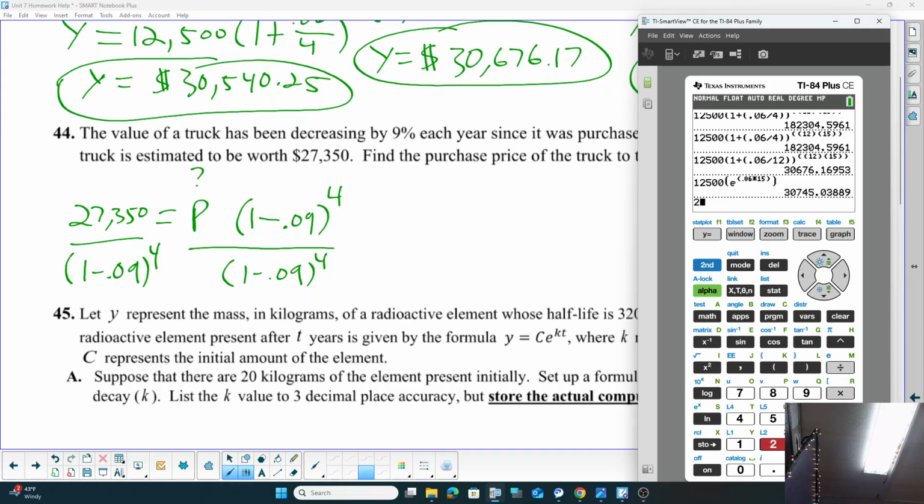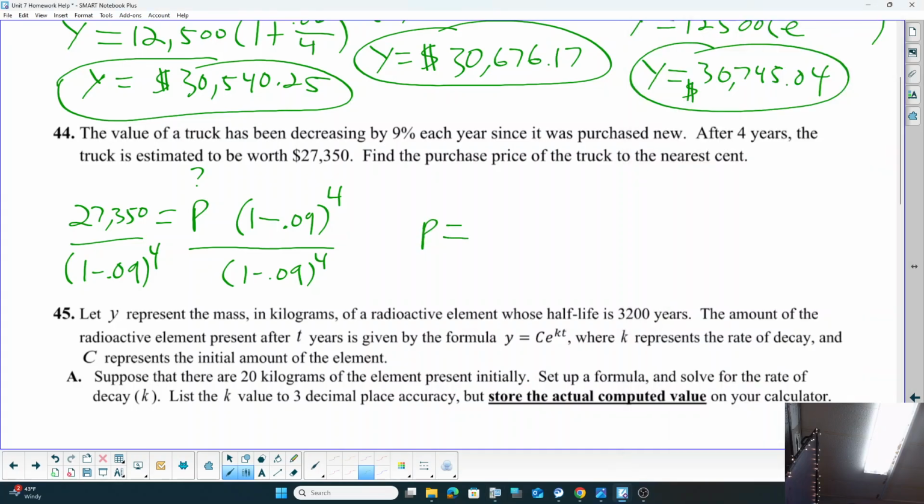And we go 27350 divided by parenthesis 1 minus 0.09 to the 4 power. And there we go. So we got 39,883.36. So we have the principal is equal to, since we divided that to the other side, principal equals 39,883.36. That is our answer.